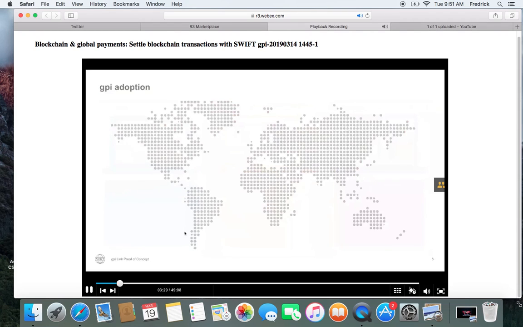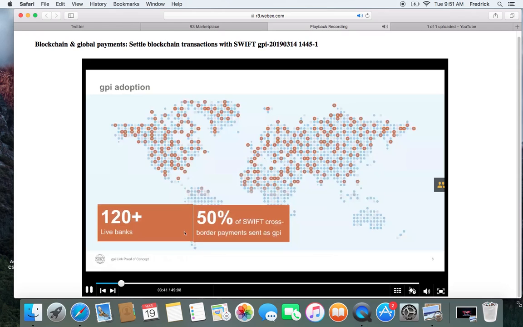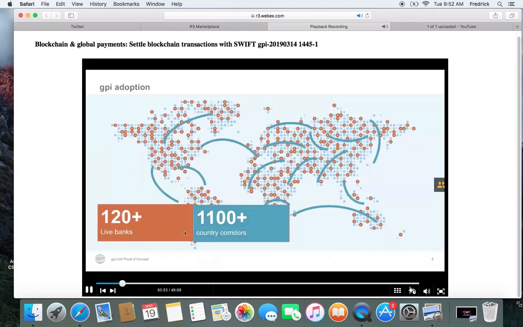So we are running this project now since, I think, 2016, 2017, and we've seen quite major take-up. There are 120 banks live. 50% of all the Swift cross-border payments are today on GPI. So just to show that we are really creating a critical mass here. And just a number that I think speaks for itself when you come to how relevant GPI is when it comes to cross-border payments.